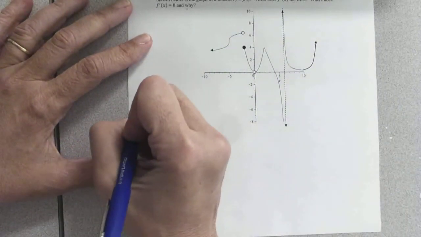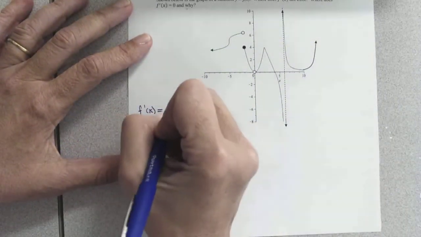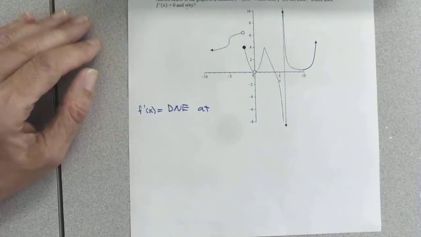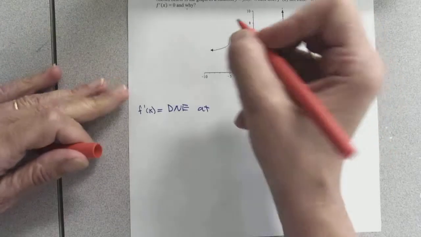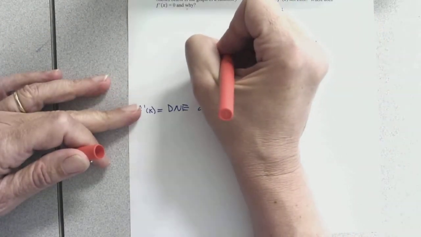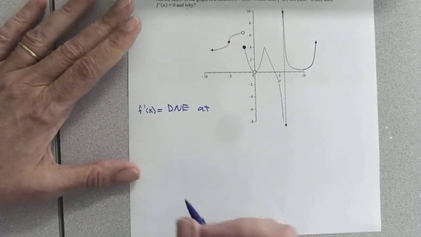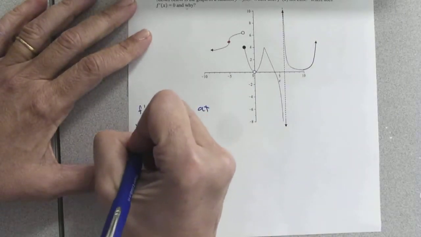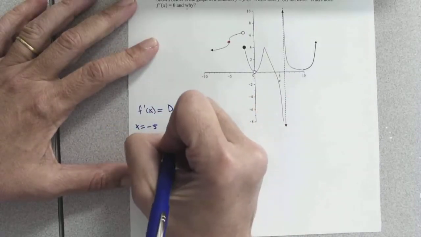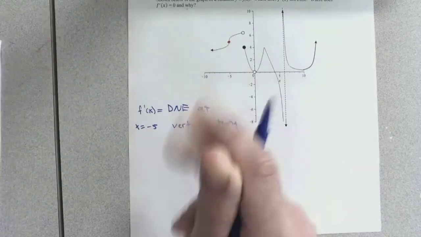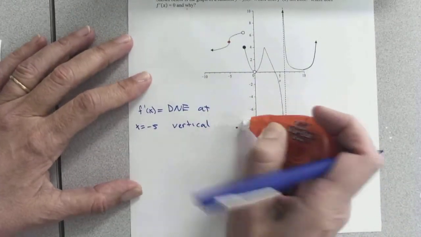Okay. F prime does not exist at... And I'll just work my way left to right. And the first place I get to, and this is the one students have a tendency to miss, is right there. Right there I have a vertical tangent, so it does not exist at x equal -5, and the reason is vertical tangent.